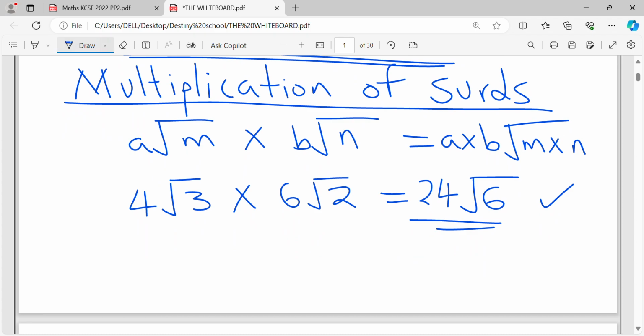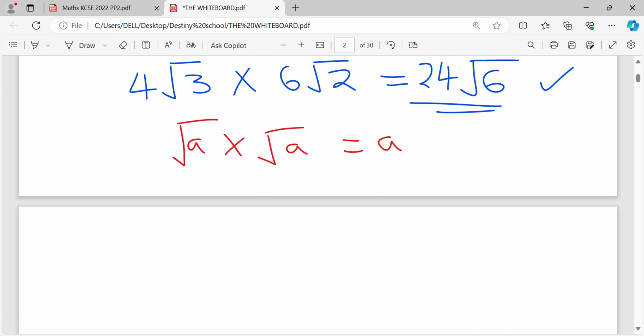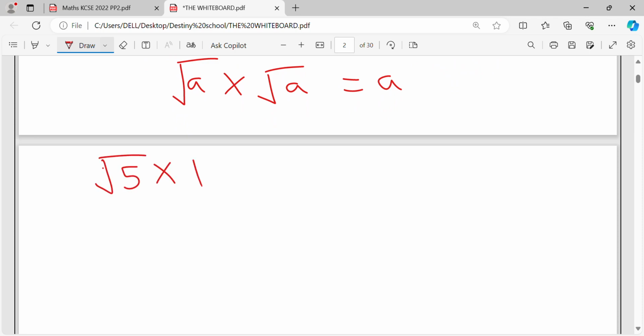So that's how simple it is. What is inside the root, you multiply by what is inside the root. What is outside the root, you multiply by what is outside the root. That's how simple you multiply surds. And there is always a certain shortcut. When what is inside the root is the same, let's say root a times another root a, the answer is always just a. When what is inside the root, we multiply by something else that is inside the root and it is the same, the answer will always be the number that was inside the root.